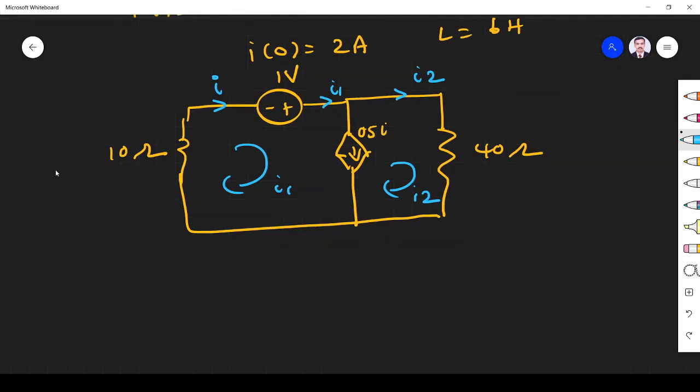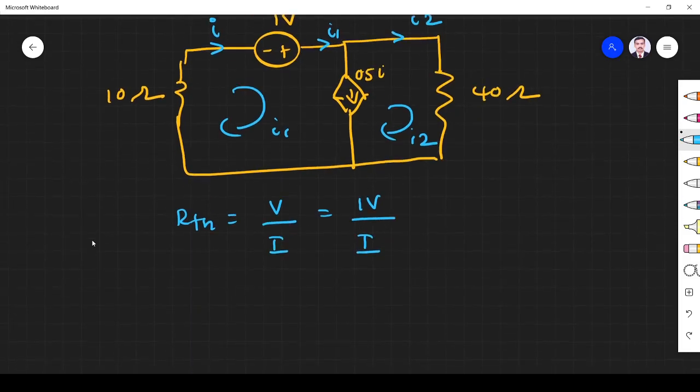So now what do I want to find? I want to find Thevenin's resistance. Thevenin's resistance is given by V by I. So I want to find the I value. V is 1 volt, that is what I have given here. So V is equal to 1 volt divided by the I value. So I have to find the current flowing through this branch. How am I going to find it?